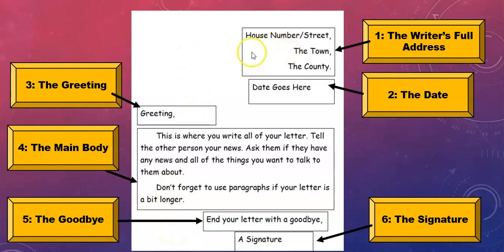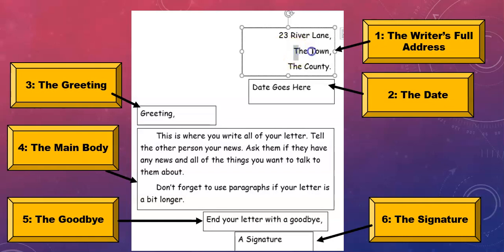Let's have a look at this first box here, the address box. Now the first thing to note about the address box is it is at the top right hand side of the page, and it is the person who is writing the letter. This is where they write their address. So let's have a look. House and street number. That is the first line of a letter. So let's make up a house number and a street. Let's say 23 River Lane. And very important to note, after that we have a comma.